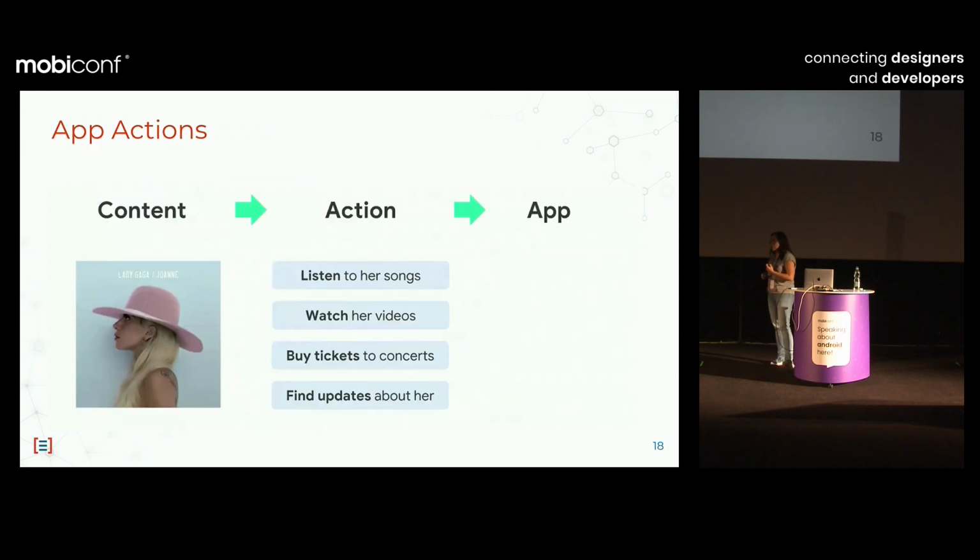And one way that this feature works is that it would get the content of a user query. We're going to see the detail afterwards. So here, for example, an artist. And then you as a developer can say, okay, this content, I can manage this content. I can offer something to the user that uses this content. So for example, listen to the songs of the artist, watch the videos, buy the tickets, find updates about them. And then they would suggest your app if you have said that your app can manage this kind of data and can accomplish this action.